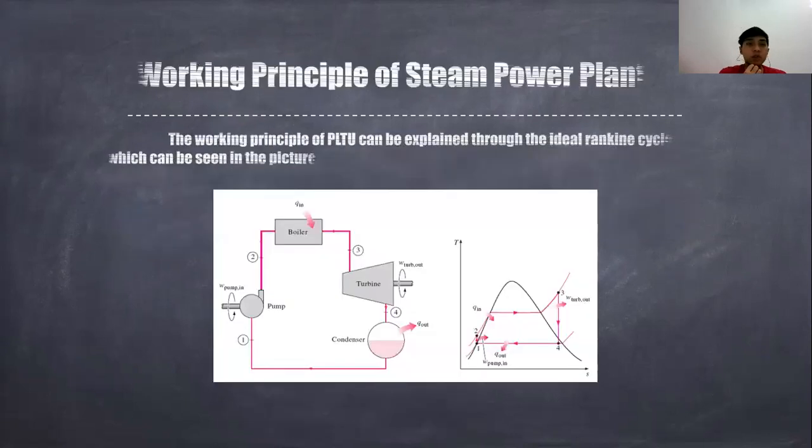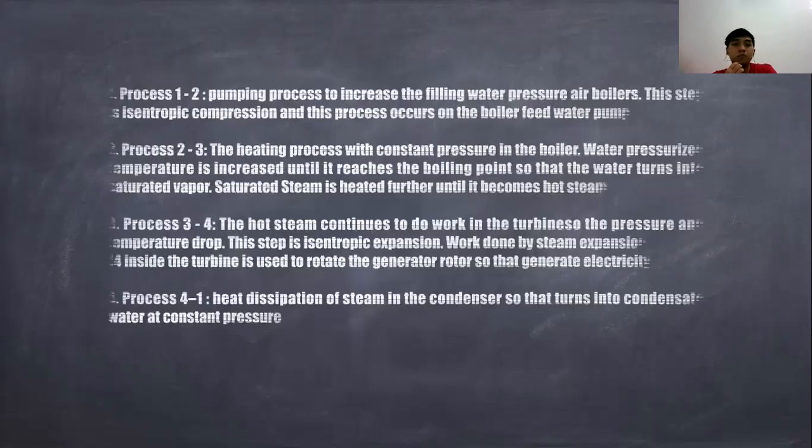Next, the working principle of a steam power plant. The working principle of PLTU can be explained through the ideal Rankine cycle, which can be seen in the picture. First process, the pumping process to increase the pressure of the boiler feed water. This step is isentropic compression, and this process occurs in the boiler feed water pump.